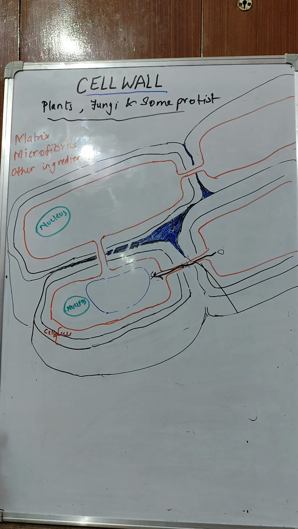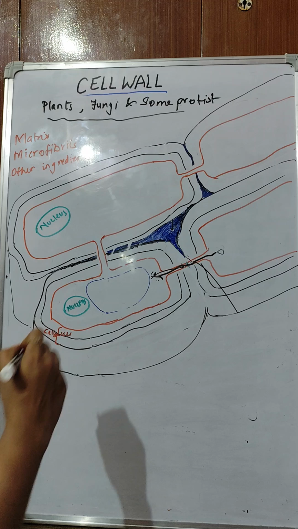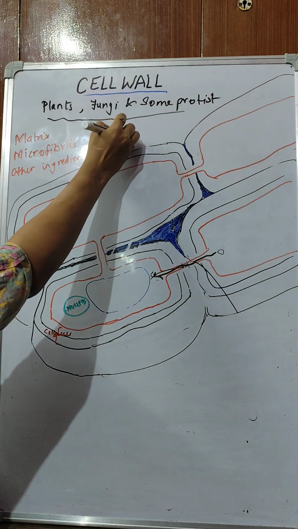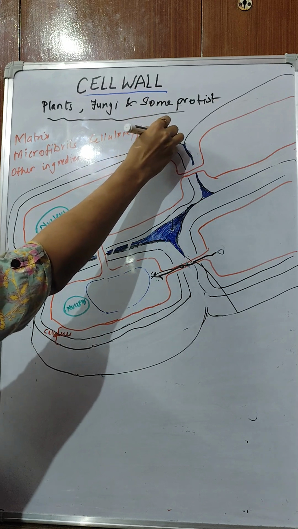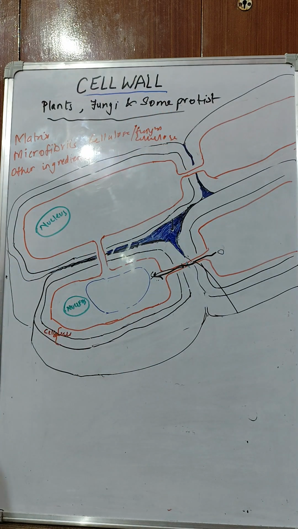So the matrix of the cell wall is generally composed of cellulose. The microfibril of the cell wall is generally composed of cellulose. Now these are cellulose or fungus cellulose. What is cellulose? When we study the biomolecule chapter, we are going to talk about cellulose. For now you can understand that cellulose is composed of glucose. It is a polymer of glucose.